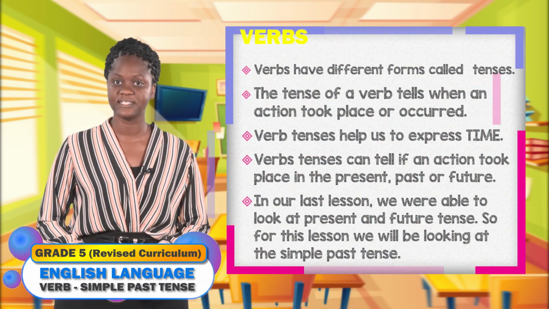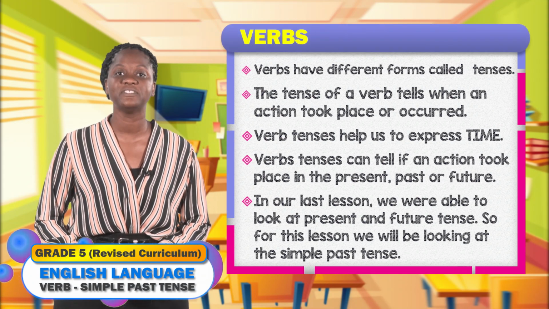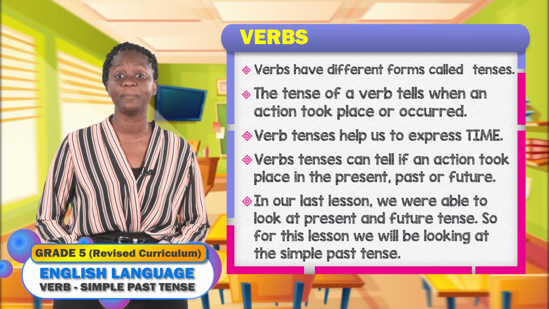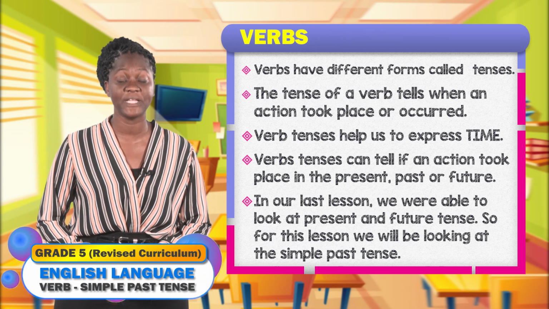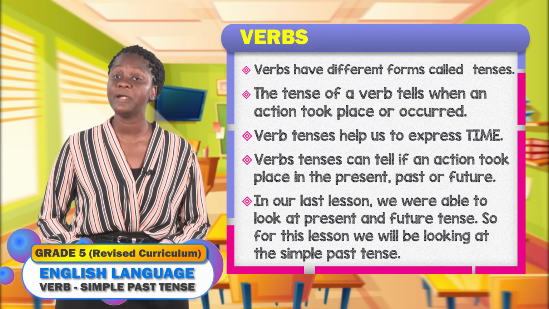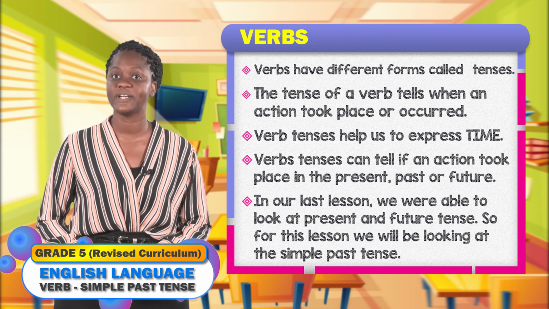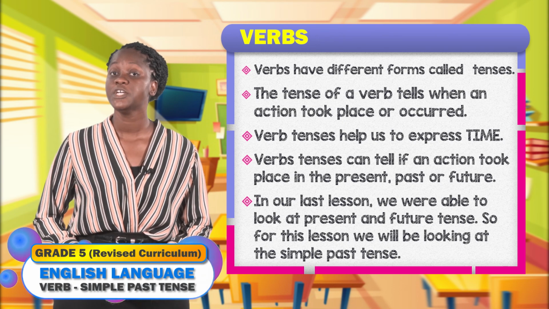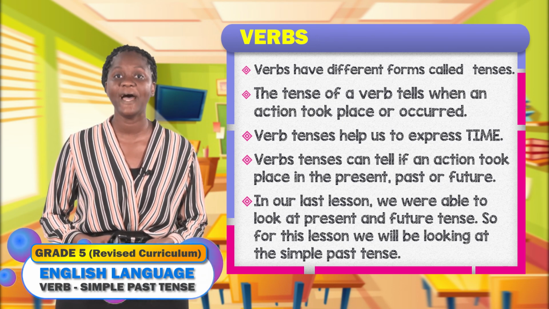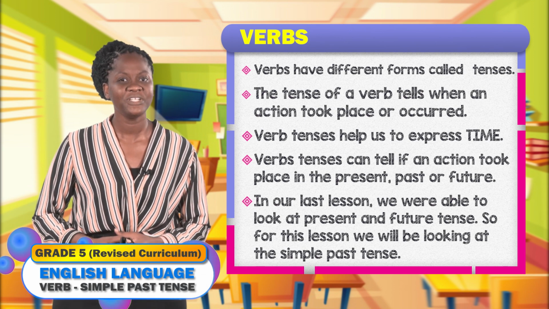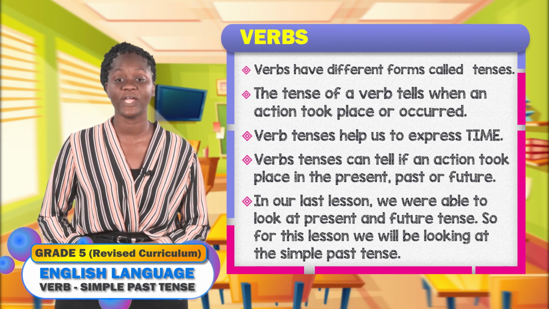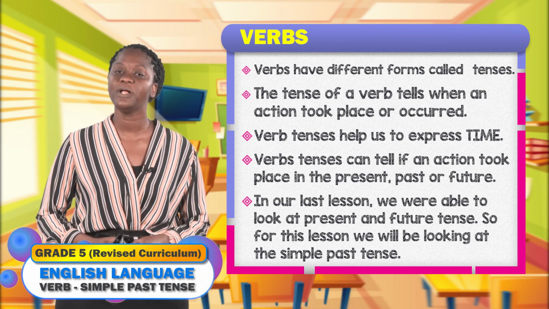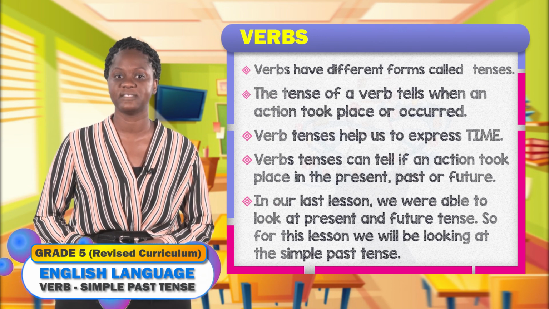In our last lesson, we said that verbs have different forms called tenses. The tense of a verb tells when an action took place or occurred. Verb tenses help us to express time. Verb tenses can tell if an action took place in the present, past, or future. In our last lesson, we were able to look at present and future tense. So, for this lesson, we will be looking at the simple past tense.